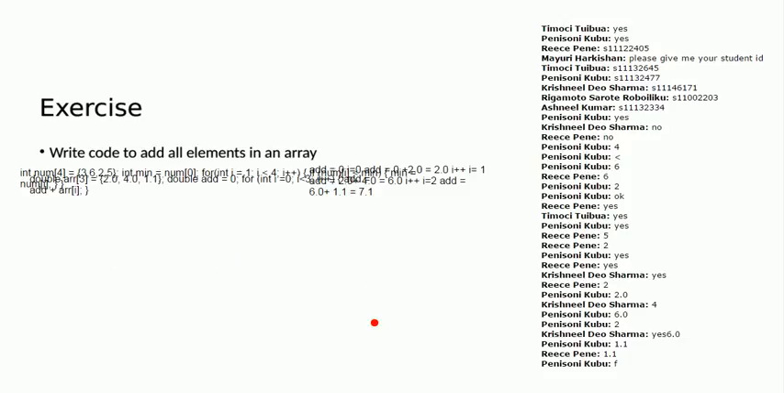What can we do after that? After the for loop, we could just have what is it called? A cout statement. Cout add, like that. And then it will print 7.1.